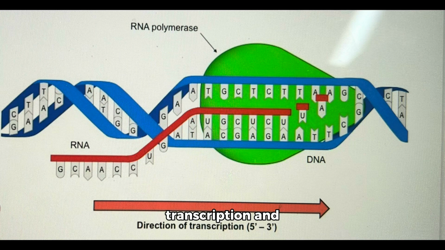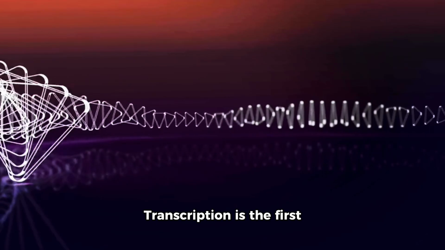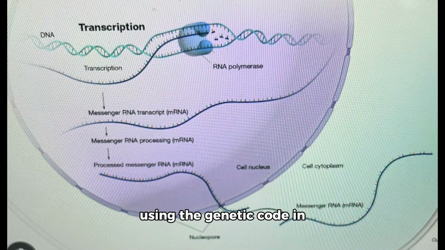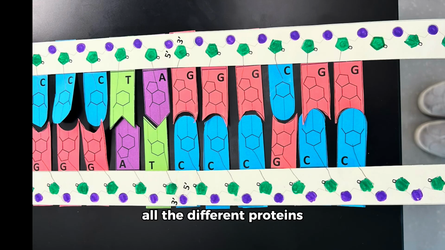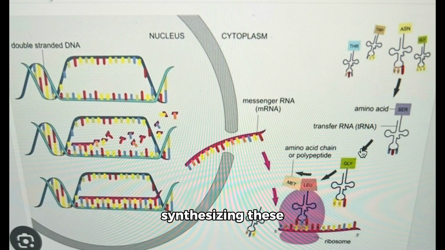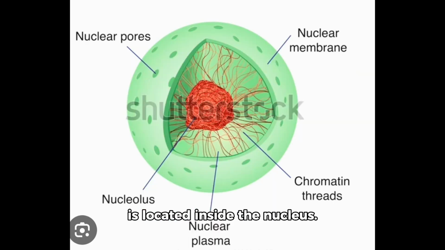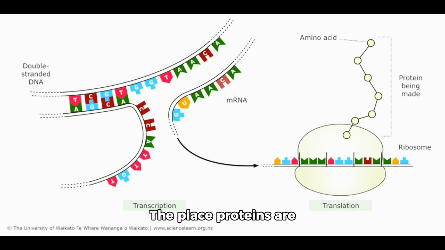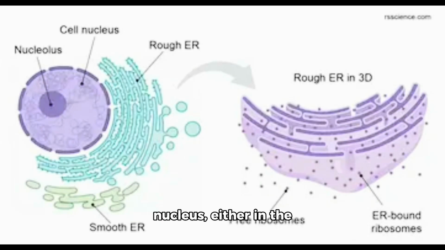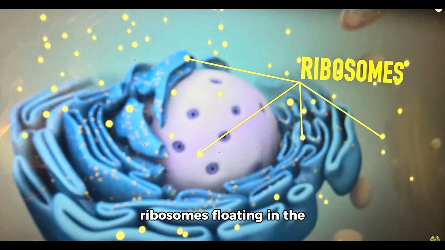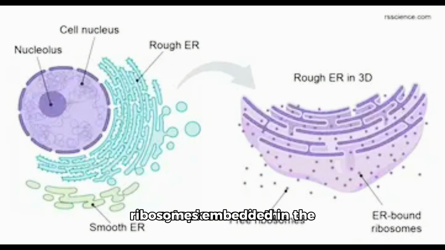So what is transcription and why is it necessary? Transcription is the first step in the process of using genetic code in DNA to synthesize or build all the different proteins in your body. One problem with synthesizing these proteins is that the instructions for making them are in the DNA, which is located in the nucleus. The place where proteins are made is outside the nucleus, either in the ribosomes floating in the cytoplasm or in the ribosomes embedded in the rough ER.